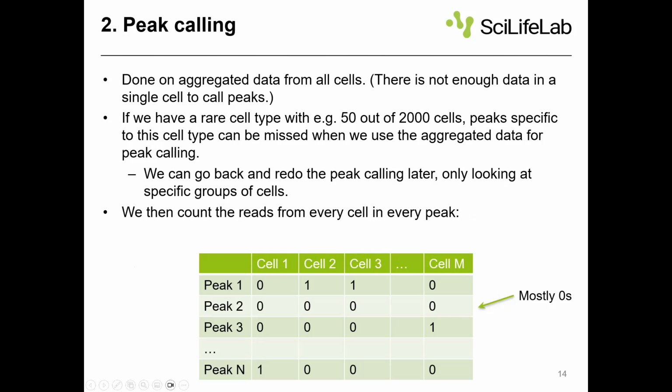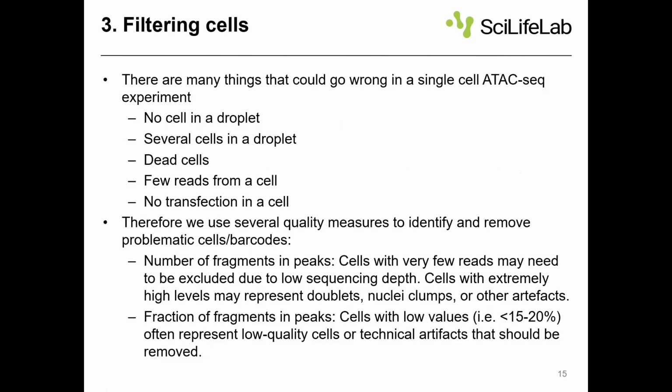So this is also very similar to what you have for RNA-seq. But now instead of genes as rows, you have peaks or genomic regions. This is maybe chromosome 2, position this and that. And then each column is a cell. And usually this matrix is mostly zeros and it has some ones here and there. But yeah, the format is very similar to what you have in RNA-seq.